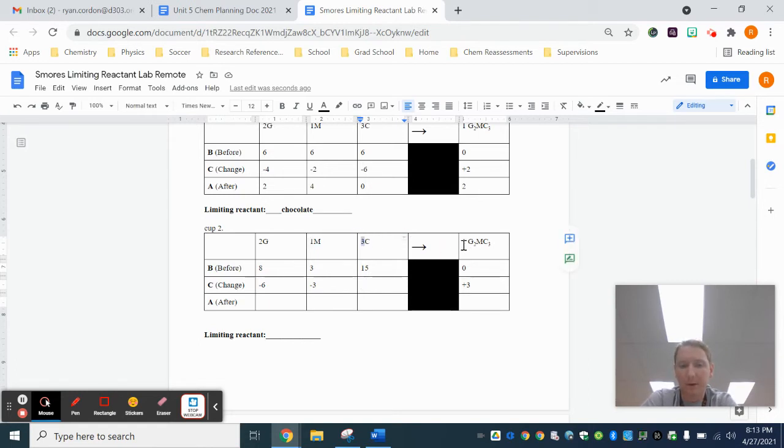3 chocolate chips per s'more. So every s'more, I have 3. That means I have triple the amount of chocolate chips as s'mores made. So if I have 3 s'mores made, that means we used 9 chocolate chips.